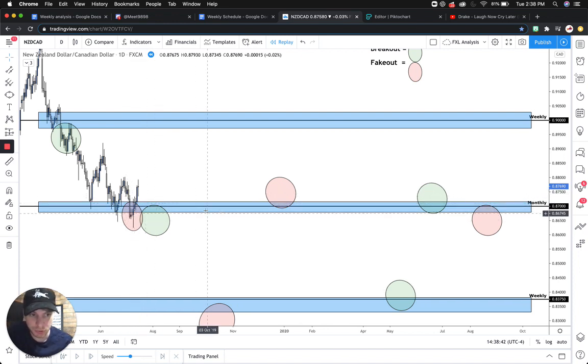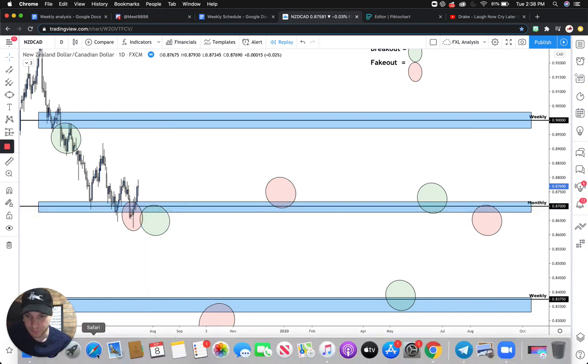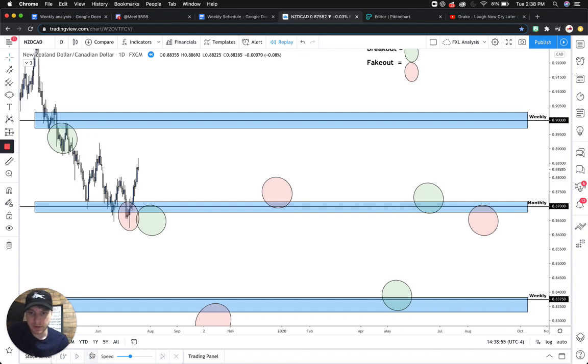It reverses, pulls right back through the monthly. And it could have been avoided. If you did take the short, that loss could have been avoided if you waited for a lower high below this monthly zone, a confirmed breakout. Okay, so let's keep playing it forward and see what happens.